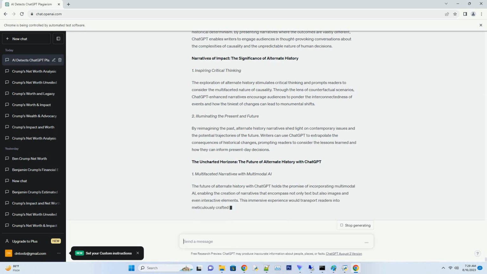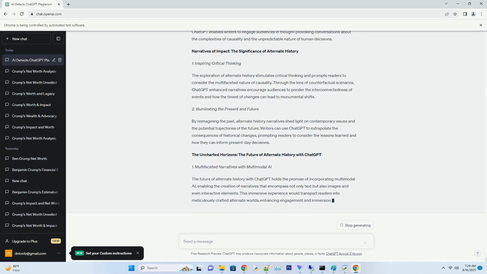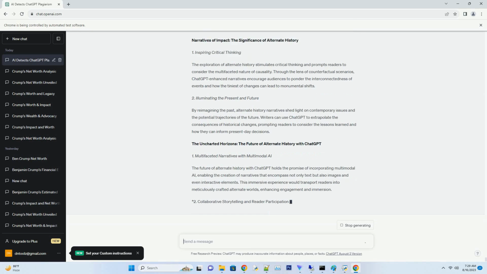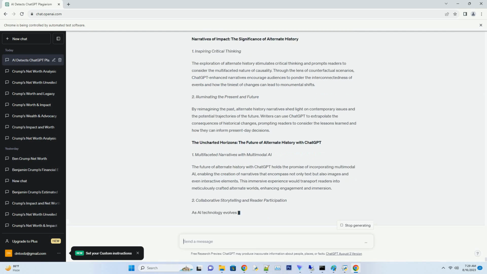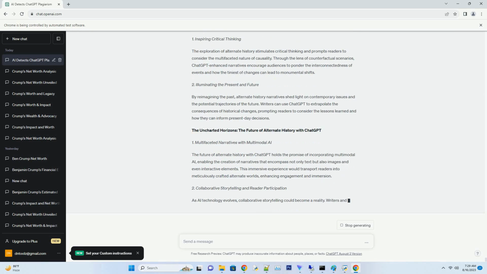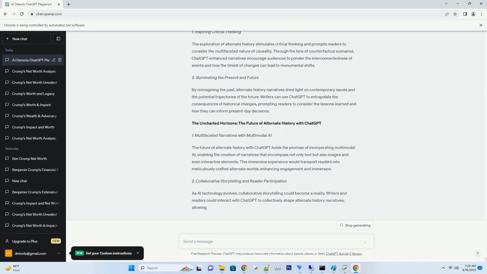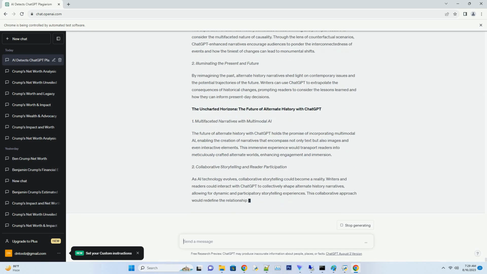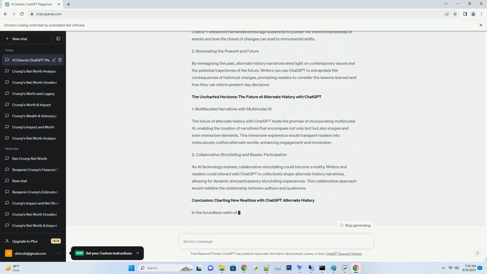Exploring historical turning points, the canvas of possibilities. 1. The great what-ifs of history. From the assassination of Archduke Franz Ferdinand to the outcome of the American Revolutionary War, history is rife with pivotal moments that altered the course of nations. ChatGPT empowers writers to explore these turning points, inviting readers to ponder how different choices could have shaped the world we know today.